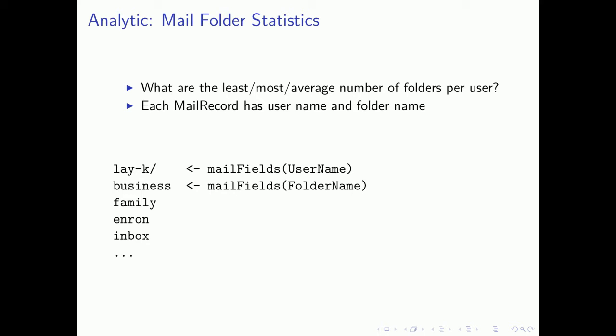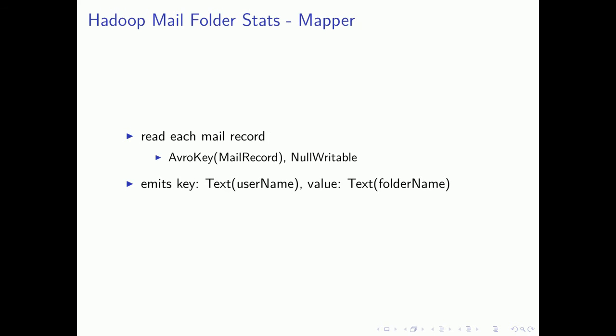So if we wanted to do this in Hadoop, and I do have the full analytics as an attachment here. But what we do in our mapper is we read each email record using the Avro key input format. And so the key would be an Avro key that contains a mail record. And then the value, so the mail record has all the information in it, so the value is just a null writable. And then I go into the mail fields, I pull out the username and folder name, and then I just emit the username as the key, and the text value is the folder name. So basically I have the username as a unique key, and then all the folders from all the emails.